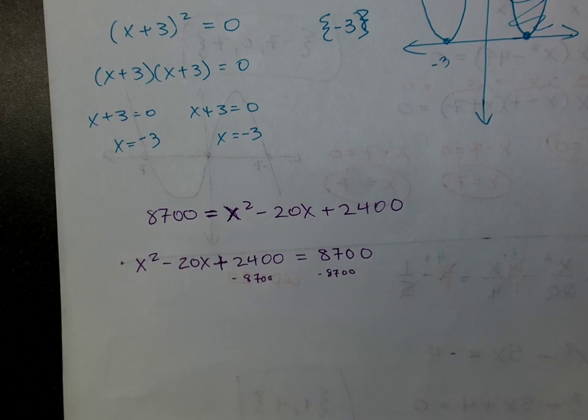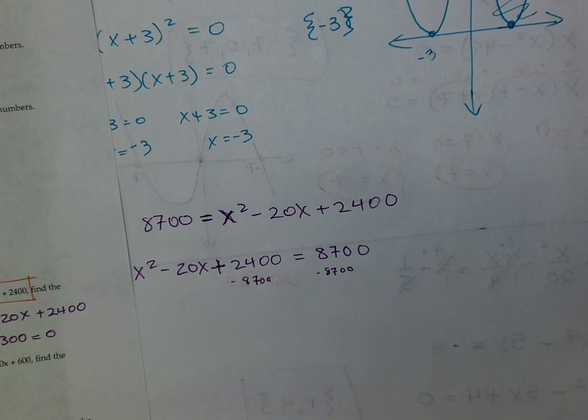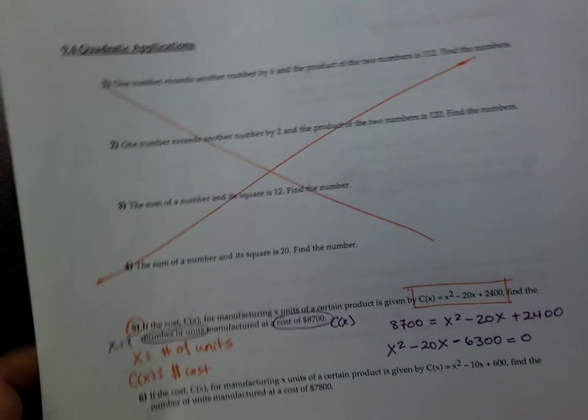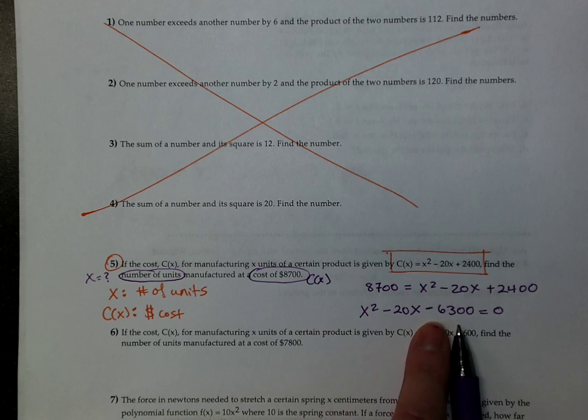Yeah, and that's when you get this. Okay, so you get negative 6,300 on the side over here, and that becomes 0. Does that make sense? Does that clarify? Okay. And now I'm not going to move forward here, but obviously you factor it. It's an a equal 1 trinomial. Okay, factor it.